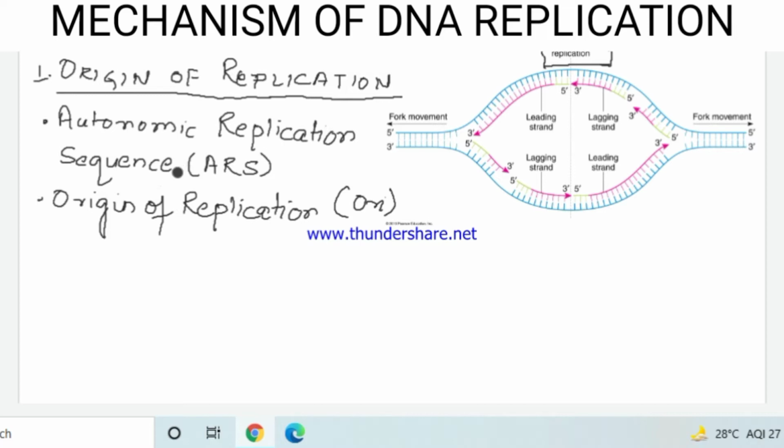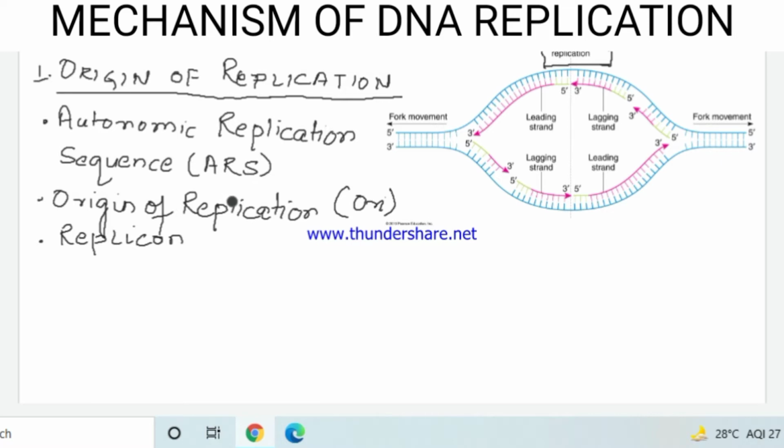Now, prokaryotes have a single origin of replication, whereas eukaryotes have multiple origins of replication. Say Drosophila has about 3,500 origins of replication. The DNA of prokaryotes functions as a single replicating unit called the replicon. The entire DNA functions as a single replicating unit or replicon. But the DNA of eukaryotes possesses a number of replicons or replicating units.